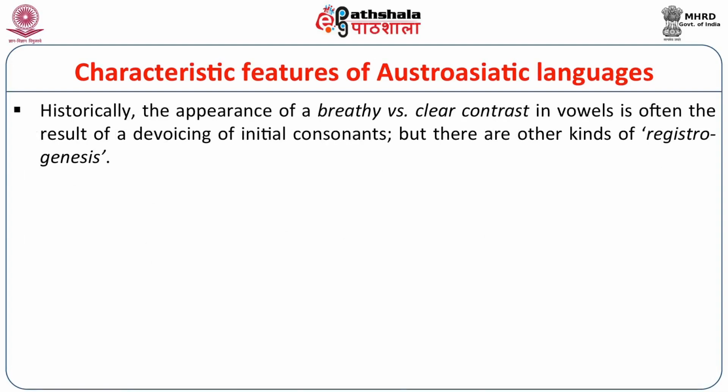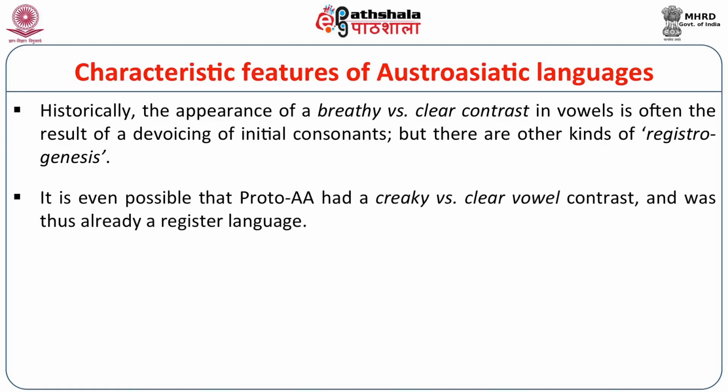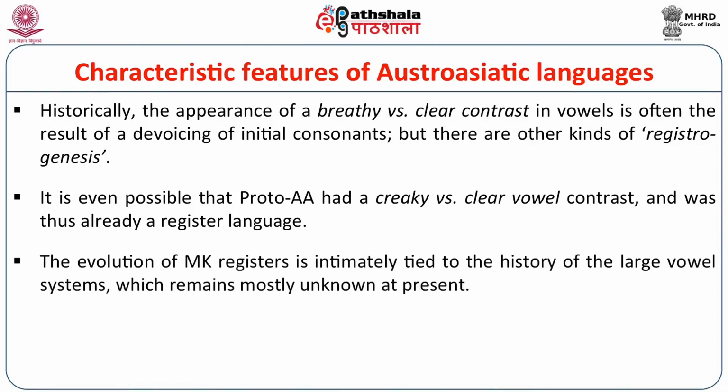Historically, the appearance of a breathy versus clear contrast in vowels is often the result of a devoicing of initial consonants, but there are other kinds of registrogenesis. It is even possible that Proto-Austroasiatic had a creaky versus clear vowel contrast and was thus already a register language. The evolution of Mon-Khmer registers is intimately tied to the history of the large vowel systems, which remains mostly unknown at present.